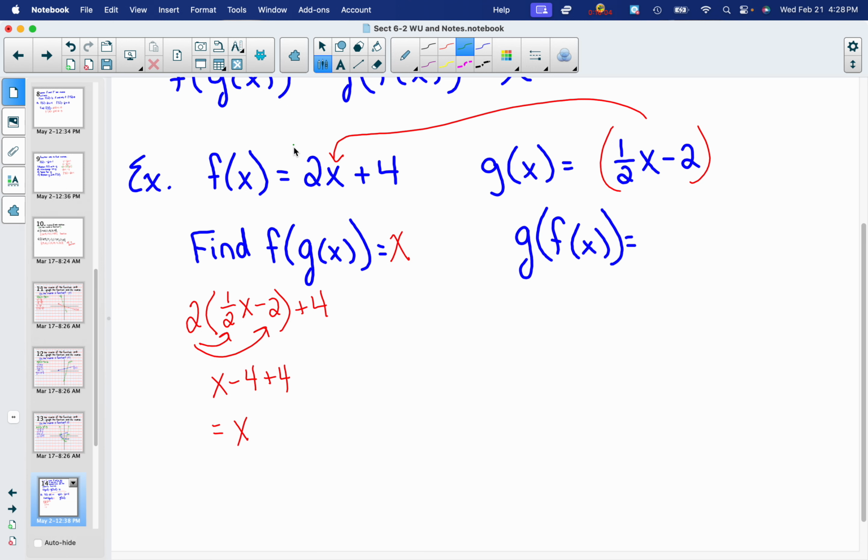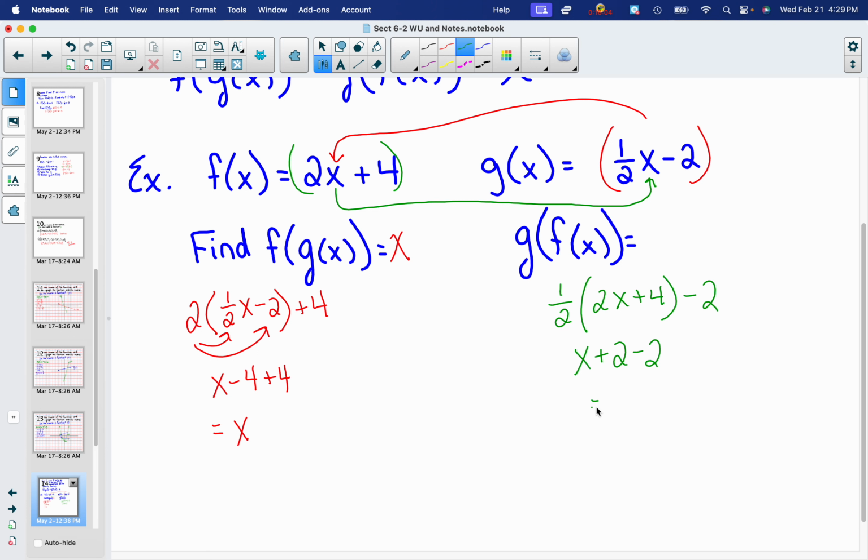Now let's go the other way. So if I take f of x and drop it inside of g of x, I'm going to get 1/2, replace the x with 2x plus 4, and then I have a minus 2. Distribute the 1/2, so 1/2 times 2 is just a whole, so I get x. 1/2 of 4 is 2, minus 2 is x. So that proves that f of x and g of x are inverse functions, when you do the composition of functions both ways, and you get x.